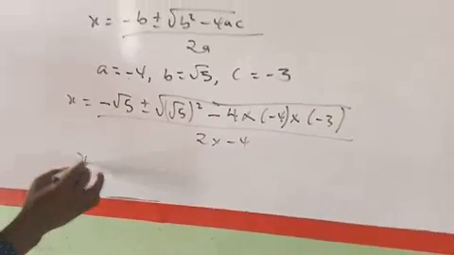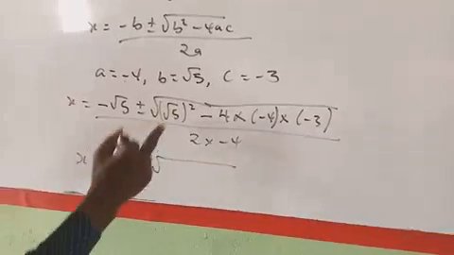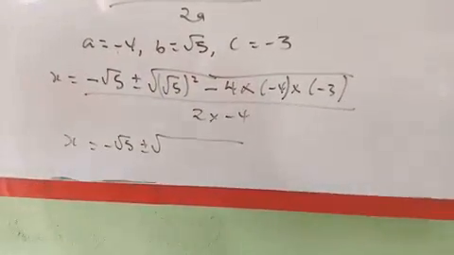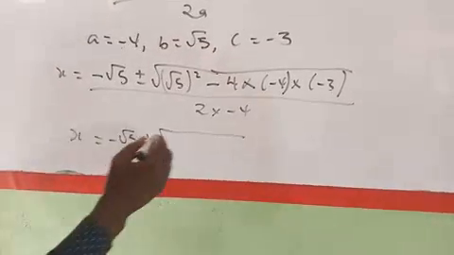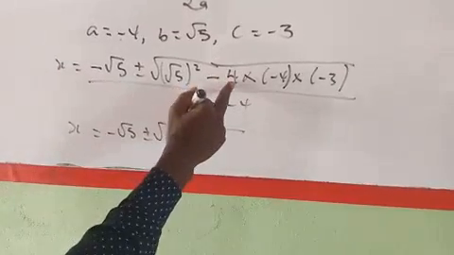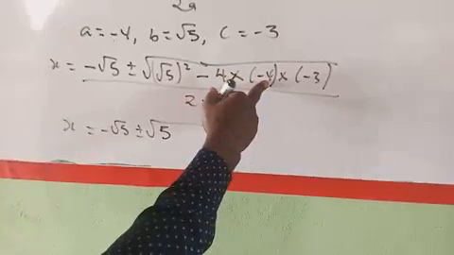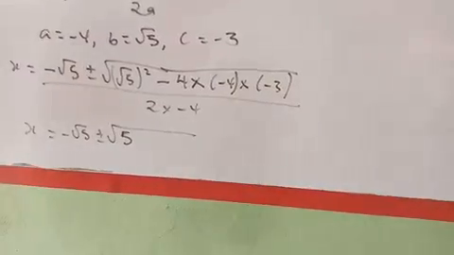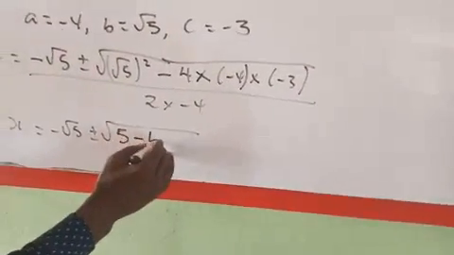So my x now is equal to minus square root of 5 plus or minus the square root of 5 squared, which simply means square root of 5 times square root of 5, which is square root of 25. And square root of 25 now will give you 5. So I'm going to have it as just 5 alone. Then this is minus 4 times minus 4, which is minus 16. Minus 16 times minus 3 will give me minus 48. So I'm going to have minus 48.